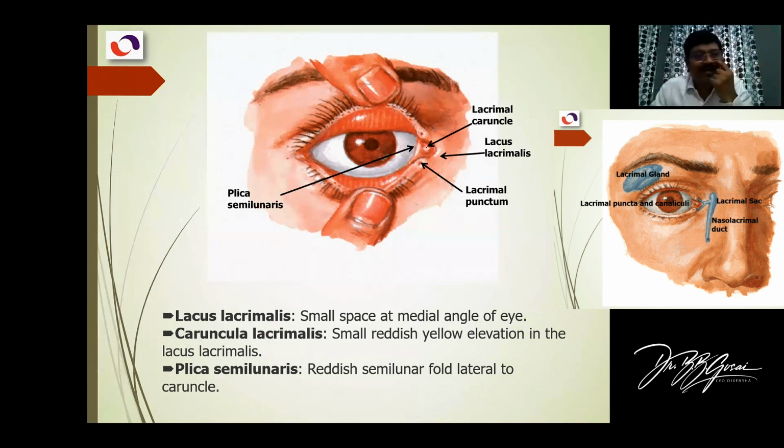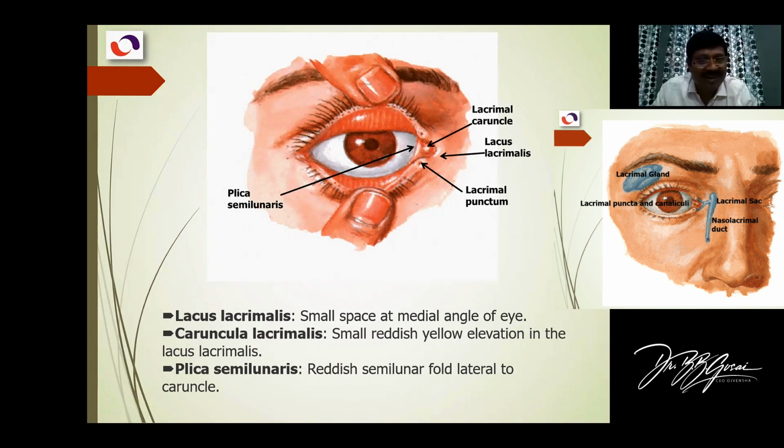If you look in the mirror later, after I finish my presentation, you will find that when the upper and lower eyelids meet, there is a small opening known as the lacrimal punctum. It's an opening from where the canal will start. On the medial side, you will find a small semilunar fold, known as the plica semilunaris.